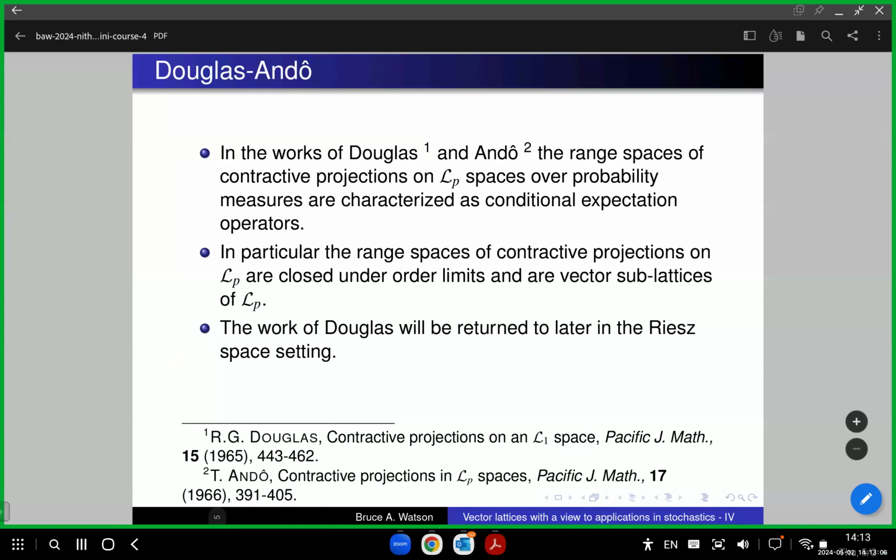Douglas characterized the range spaces of positive contractive projections on L1 over a probability measure as conditional expectation operators. So he said that the range spaces of positive contractive projections on L1 that are closed under order limits, and are vector sublattices of L1, are the range spaces of conditional expectation operators. And Ando generalized this to LP.